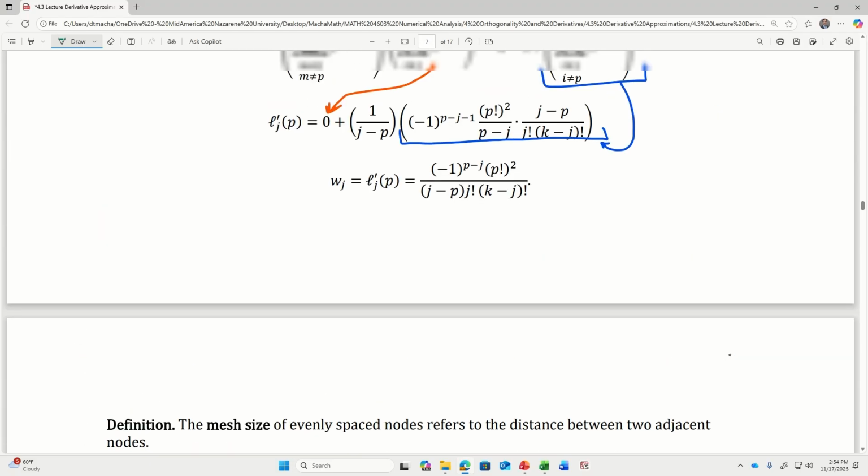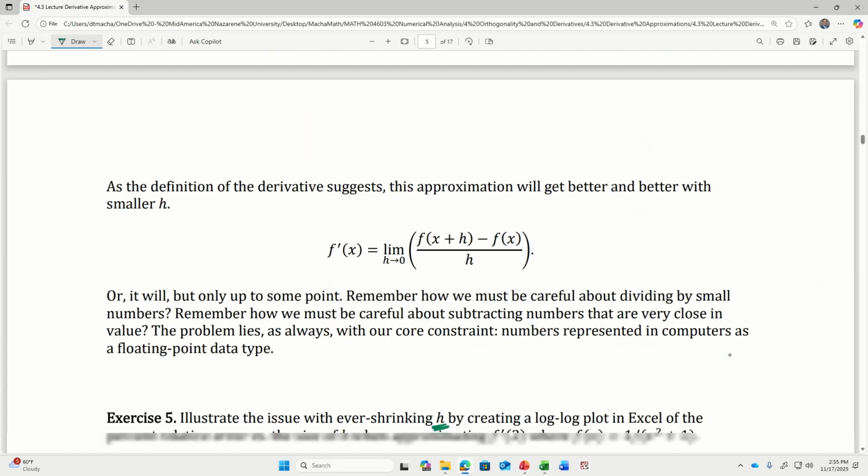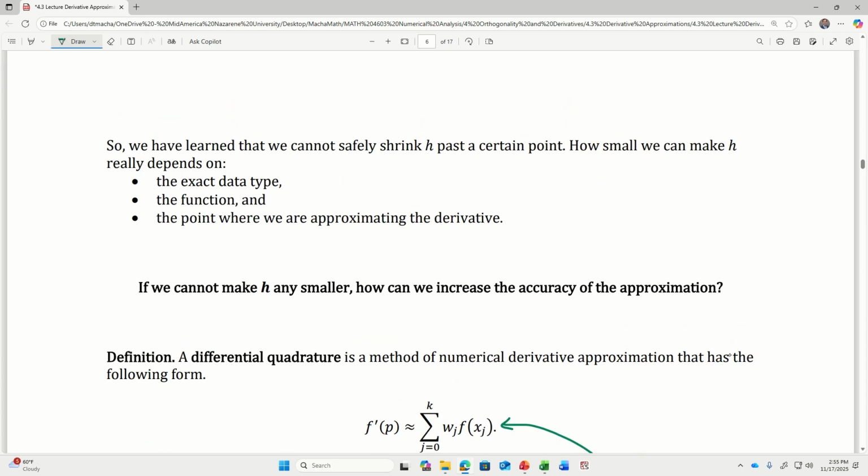I personally think that this is pretty cool. Even though derivatives are a local phenomenon, you only really care about what's happening to the function at that point. It's not like a global phenomenon like an integral, where you really care about what the function is doing over an interval. You can still get a better approximation of a derivative by taking more nodes in the surrounding space, which I think is just kind of crazy.